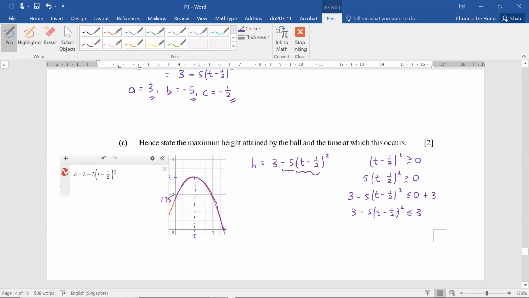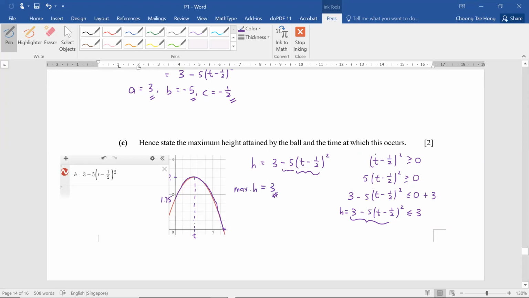Essentially it tells us that this particular expression, which is actually h, will be less than or equal to 3. So it's either equal to 3 or less than 3. Do you agree with me? Less than or equal to 3 means the maximum is 3, because you are either equal to 3 or less than 3. So that will be the maximum height. The maximum height will be 3.